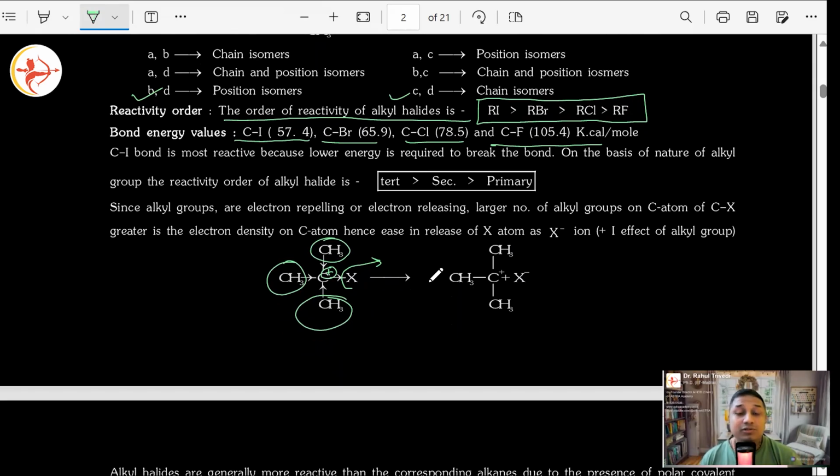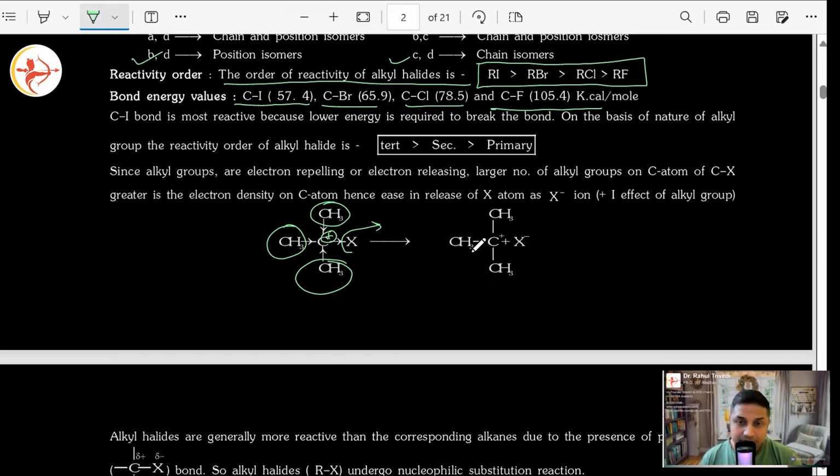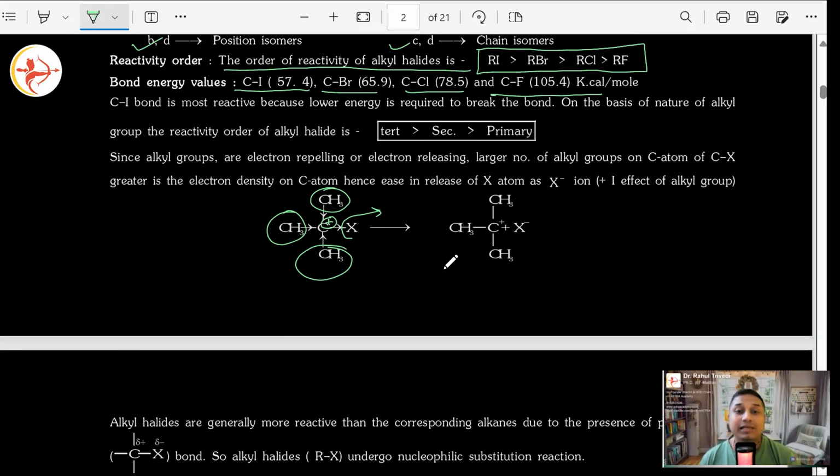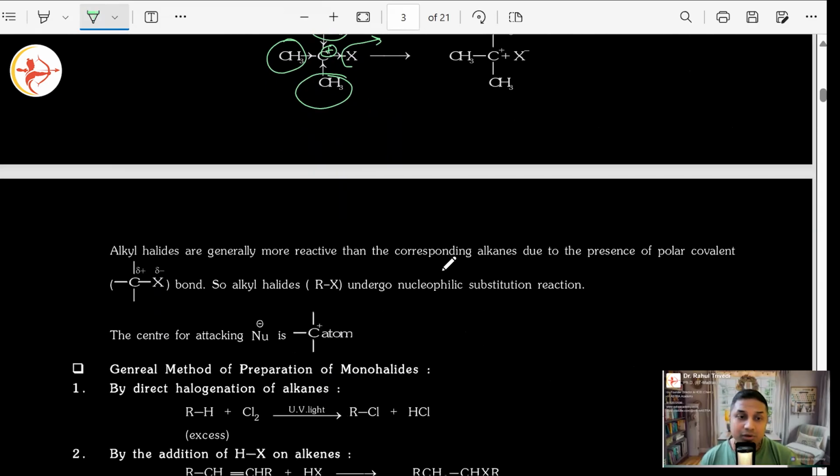Because of its stability, it tends to go to that. Hence reactivity increases. Make sense? Yes? If the product is very, very stable, the reactant will quickly react to give the product. That means the reactivity of the reactant will be very high. Simple? That's a simple logic here.